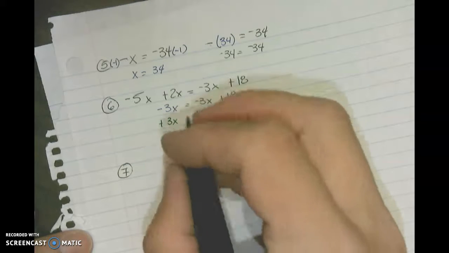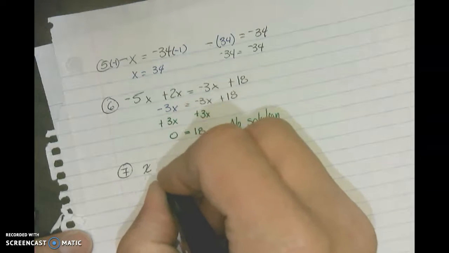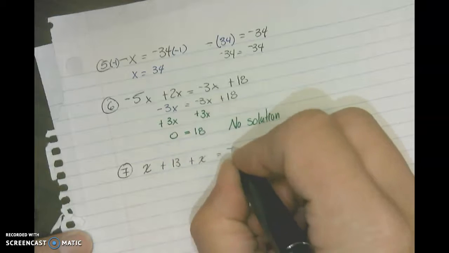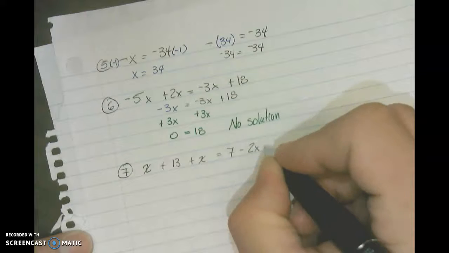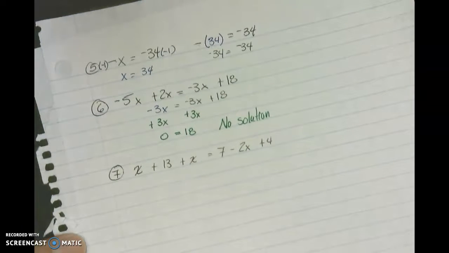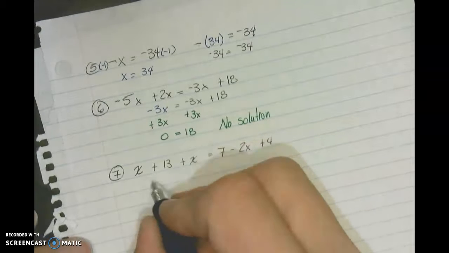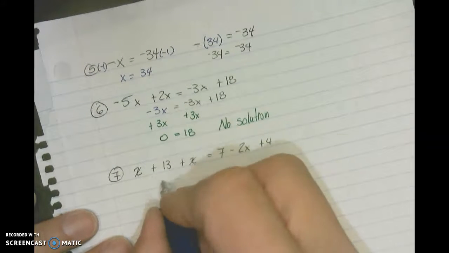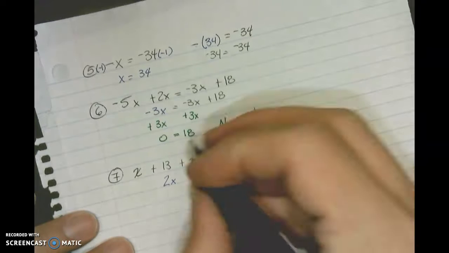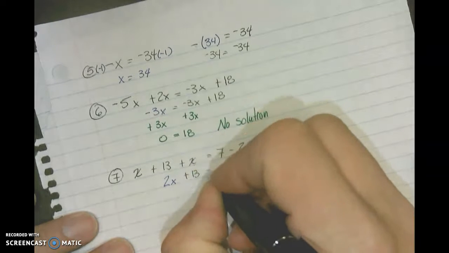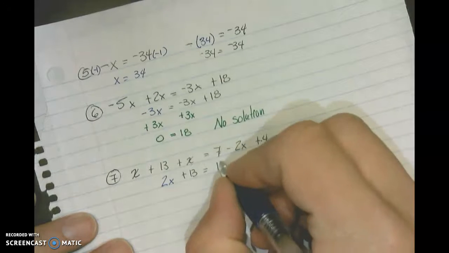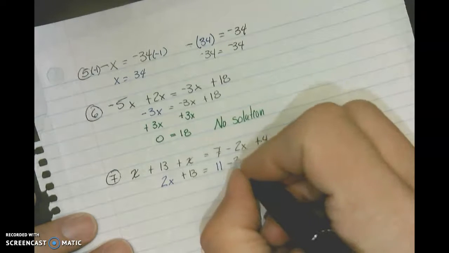All right? So we have x plus 13 plus x is equal to 7 minus 2x plus 4. All right, so this one's kind of like the one above it. I need to do some combining like terms. I have 1x plus 1x, so that becomes 2x. I just combine those because those are on the same side, okay? We add 13, and then here I have 7 plus 4, which is 11, and then I have minus 2x.